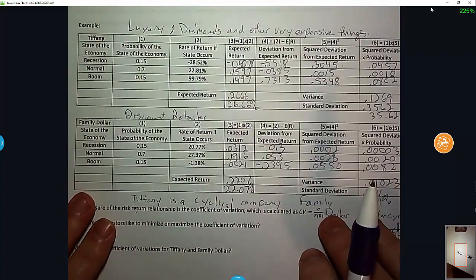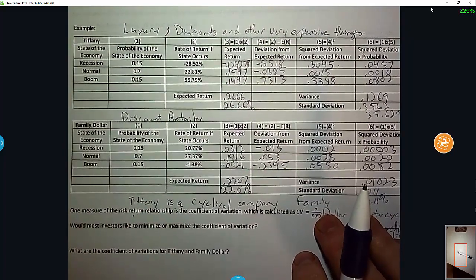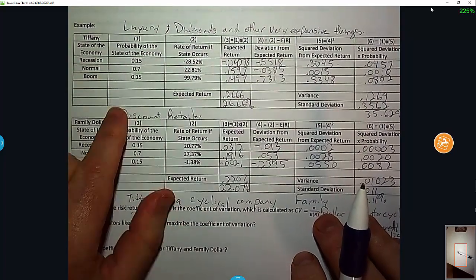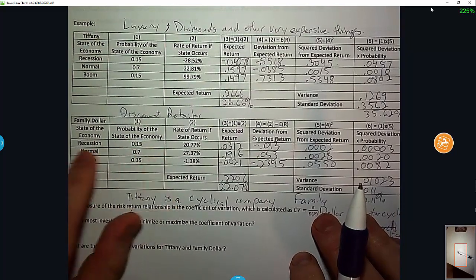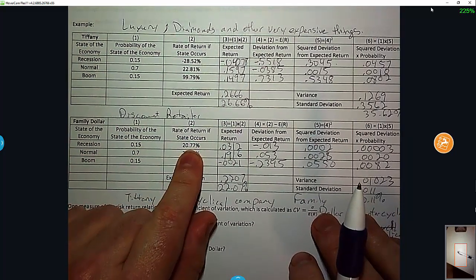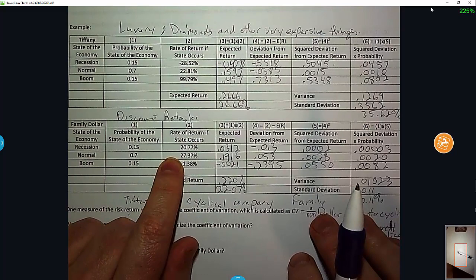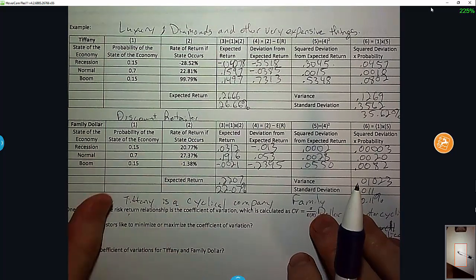And the point of telling you that is the idea that stocks only do well during booms, economic booms, isn't necessarily true. It depends on what you're investing in. During a recession for Family Dollar, you're going to do pretty well. During a normal economy with Family Dollar, at least in the past, you would have done fairly well. But during a boom, you would have lost money.